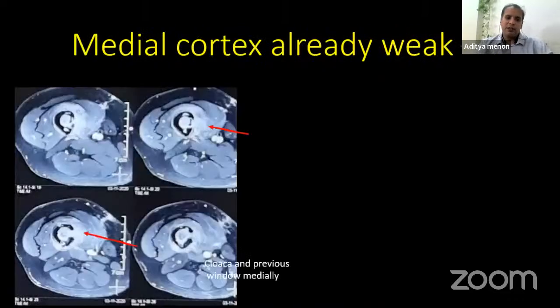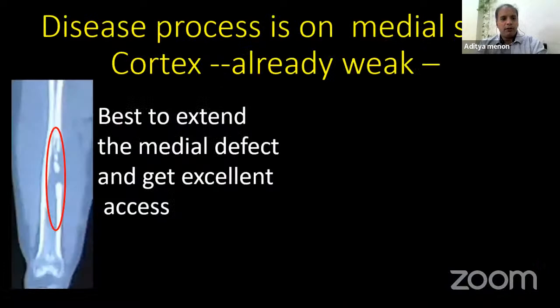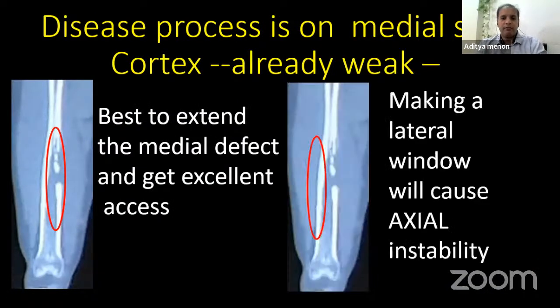Decision as far as the window was concerned, it was pretty easy. There was already a medial cortex which was weak. The window had been made, the cloaca were medially. Best was to extend the medial defect, because if we excise the lateral bone, then we're converting it from type 3 to a type 4. It's like creating an infected non-union. The chance of fracture would be much, much higher. The axial stability would be compromised.